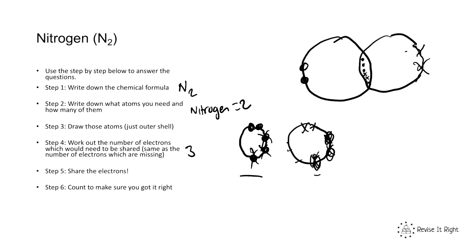There you go. Okay, now step 6, I always recommend it, do make sure you count them. So there's 1, 2, 3, 4, 5, 6 shared, 7, 8. So that nitrogen's got 8 and therefore it's full. Again, 1, 2, 3, 4, 5, 6 shared electrons, 7, 8. So that is also full and that is complete.